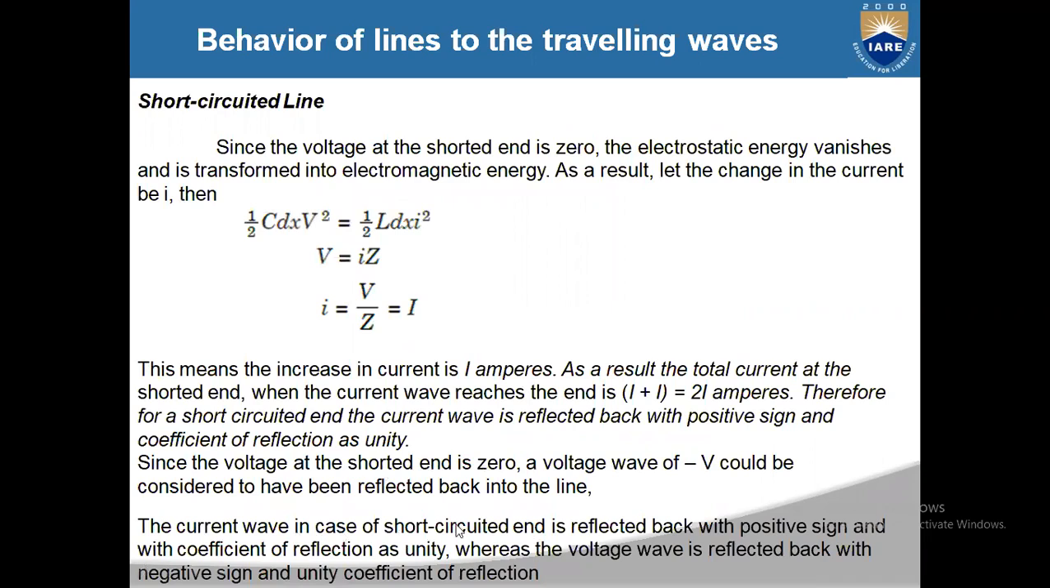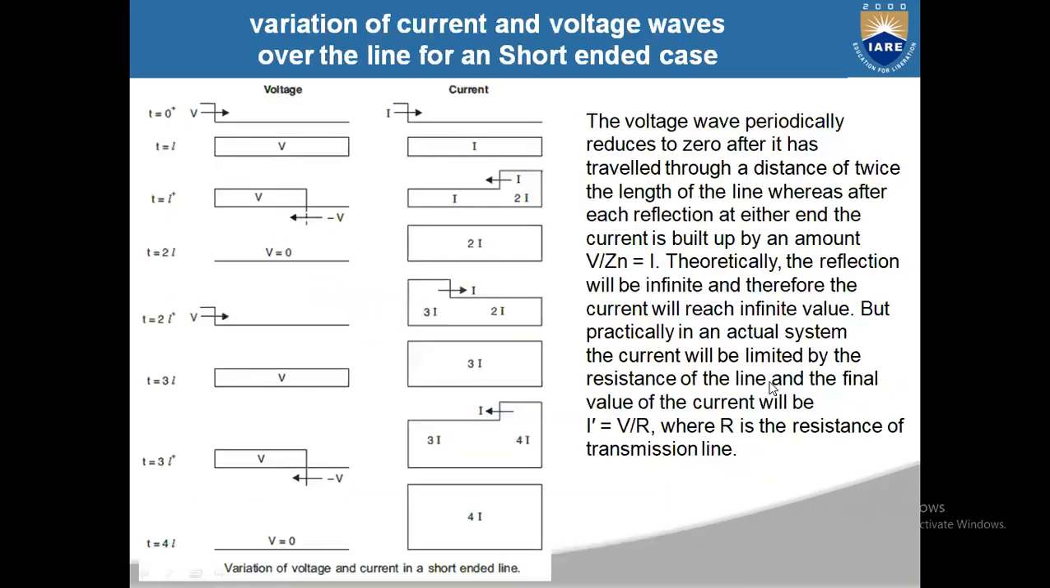So the current wave at the short circuited end is reflected back with positive sign, whereas the voltage wave is reflected with the negative sign. And the coefficient of reflection for both cases will be unity only, right? How we get the coefficient of reflection as unity, we will discuss in the next class.